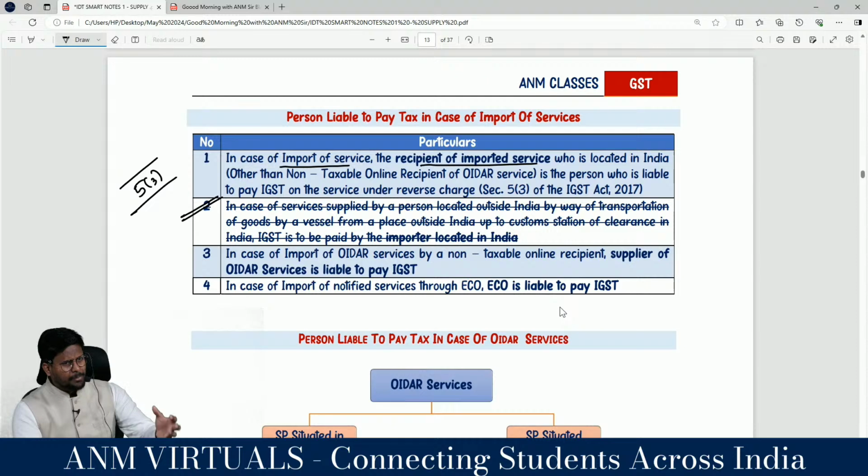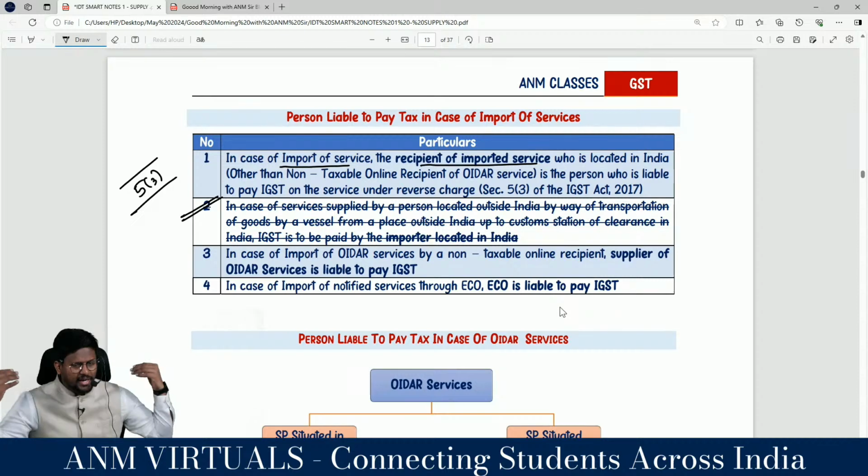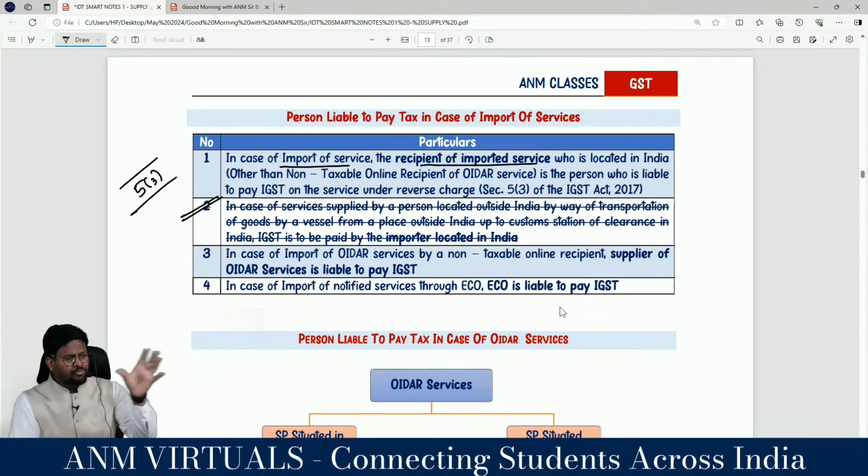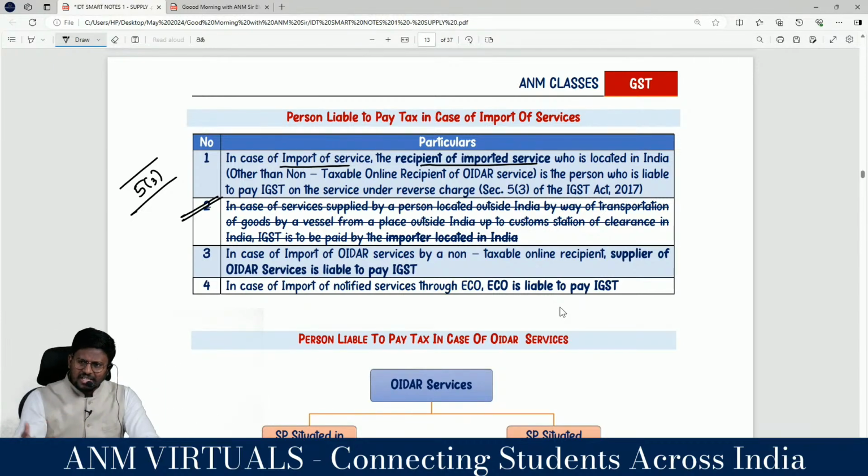Correct? Now coming to OIDAR services, if the service provider of the OIDAR is situated outside India and the service recipient of the OIDAR is situated in India, he may be one of two persons, either a taxable online recipient or a non-taxable online recipient. If he is a taxable online recipient, my dear lovable students, the taxable online recipient situated in India is the person liable to pay GST. If he is a non-taxable online recipient, he is an unregistered person, and reverse charge will not work for him. So it will be taxable under FCM, that is forward charge mechanism, right?